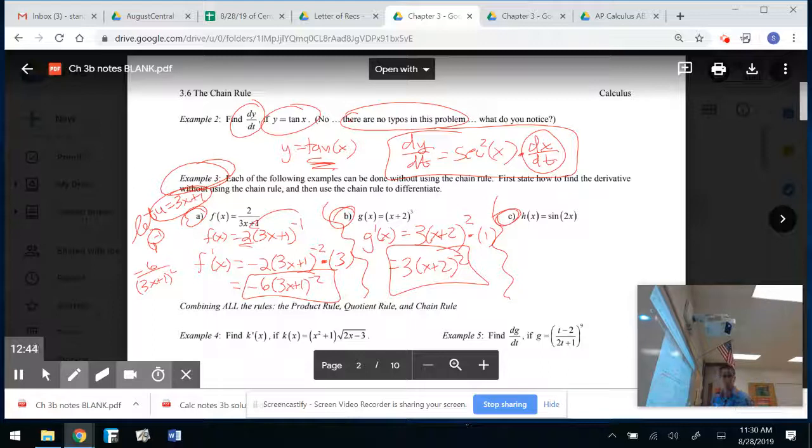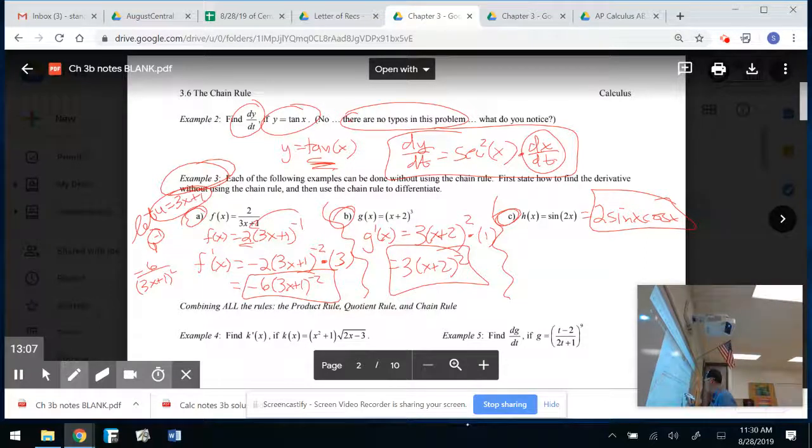I'd be really impressed if you know how else you could do C. Believe it or not, you could use your double angle identity. Do you remember that? Sine 2x, believe it or not, is equal to 2 sine x cosine x. Then you got a little product rule going on if you find that derivative. However, watch how quick this is using the chain rule.